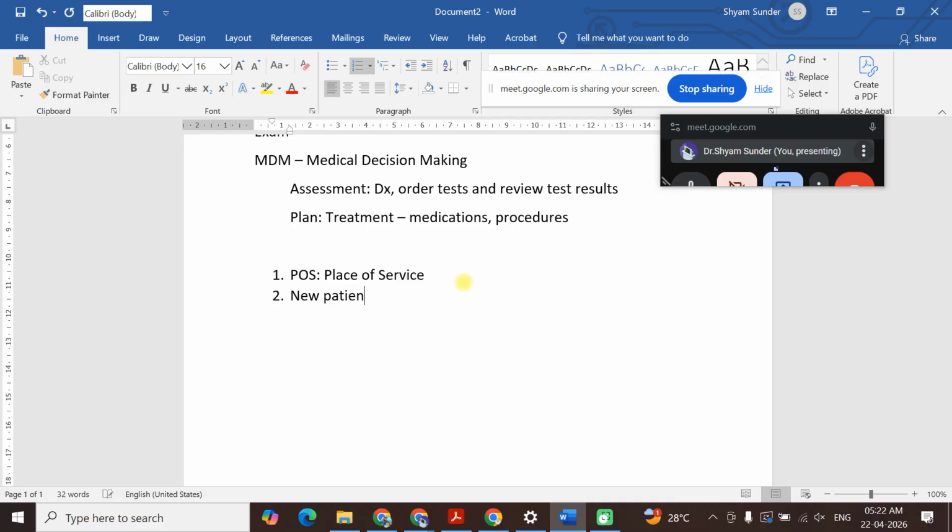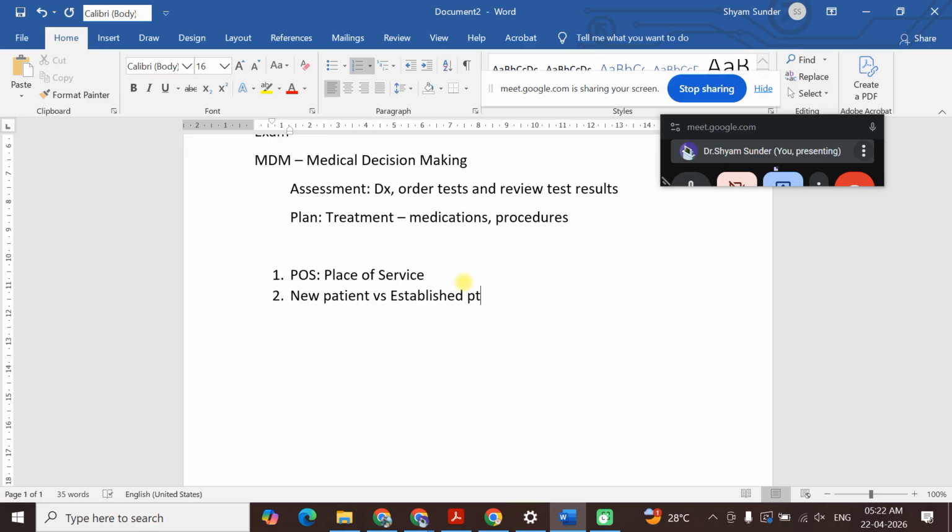new patient versus established patient. We have a clear definition. What is a new patient? What is an established patient? A new patient is one who has not received services in the last 3 years. That is a new patient. An established patient is one who received services at least once in the last 3 years. That is an established patient. So here, the 3 years window period is very important.